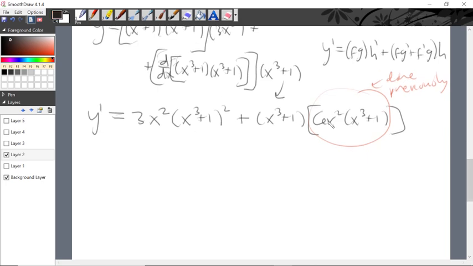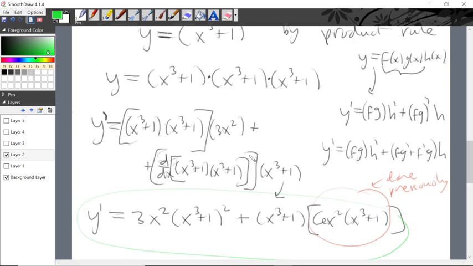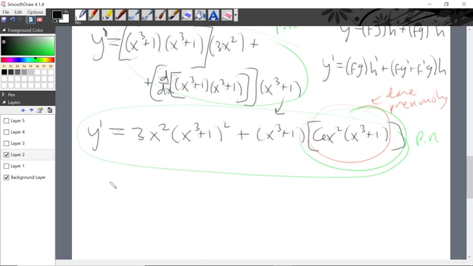Otherwise, if we hadn't done this part previously, we would need to do this product rule right now as well. But here, we have completed 2 product rules by this step. This was a product rule right here, and then this was a product rule right here. And we could clean this up.